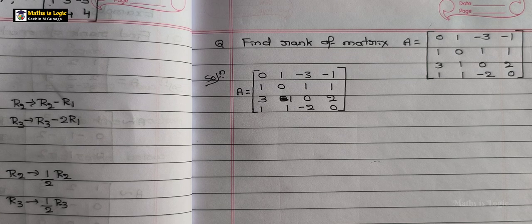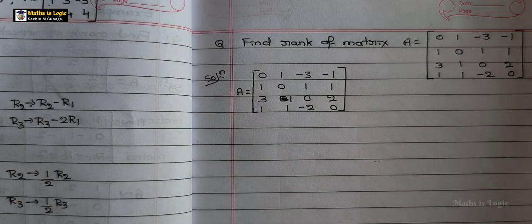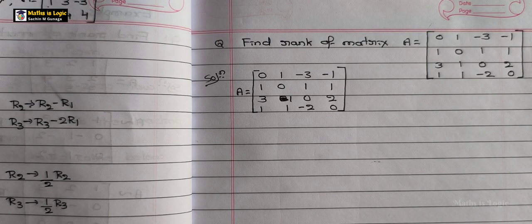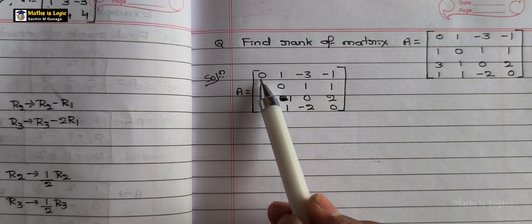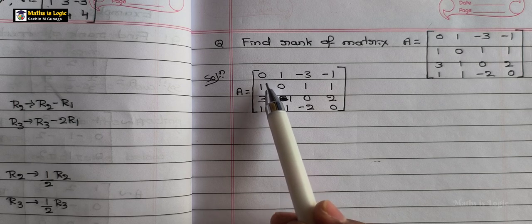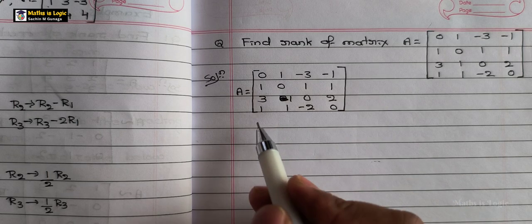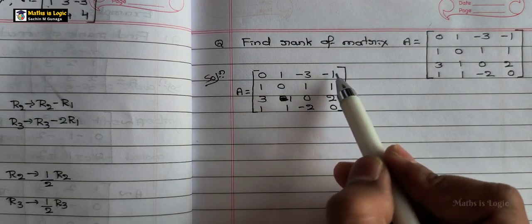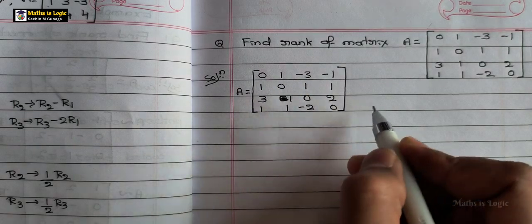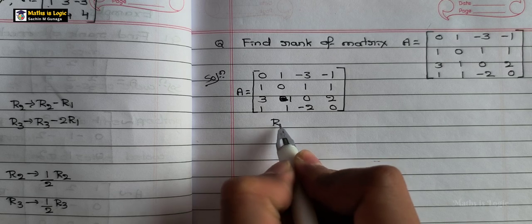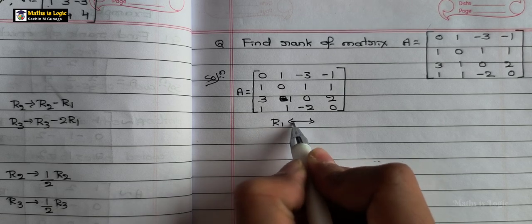The point number 1 is the leading entry of a non-zero row must be 1, but here the leading entry is already 0. That's why in the first step we are going to interchange row number 1 and row number 2. Therefore right here R1 interchanges to R2.